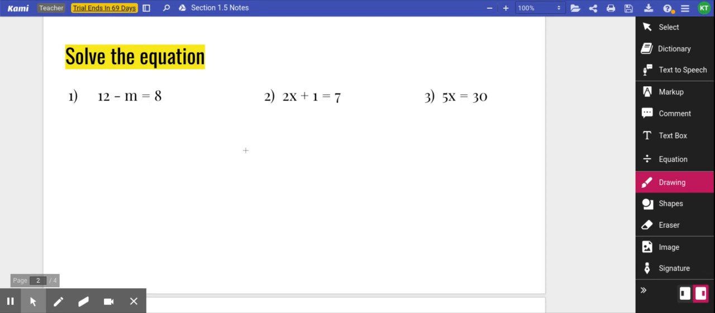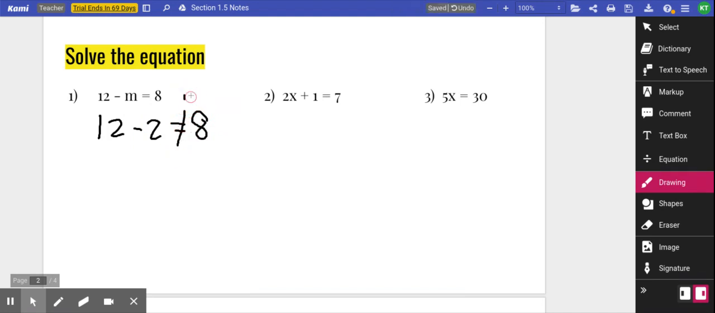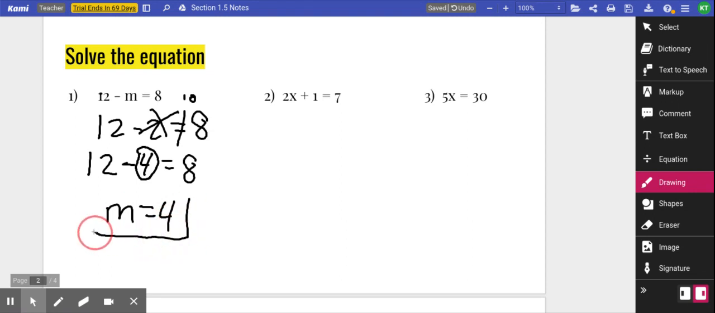All right. So we can say, let's say that m is equal to 2, right? If I did 12 minus 2, does that equal 8? And we should know that 12 minus 2 is 10. So no, that is not my value, right? And I should know that 8 is 4 away from 12. So if I said 12 minus 4, that would give me 8. So my value for m in this equation, or the value of m that makes it equal, is 4.